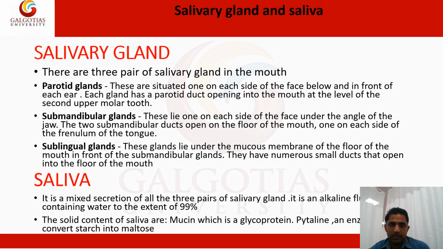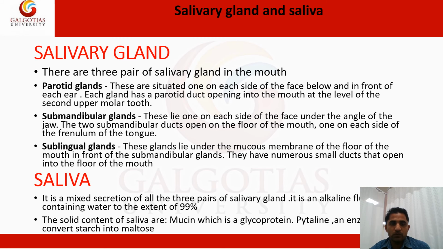Then come to the submandibular and the sublingual glands. These lie one on each side of the face under the angle of the jaw. The two submandibular ducts open at the floor of the mouth on each side of the frenulum of the tongue. As we discussed earlier, this is the lower part of your tongue. So the upper part of the oral cavity gets saliva from the parotid gland, and the submandibular and sublingual glands provide saliva from the floor level.